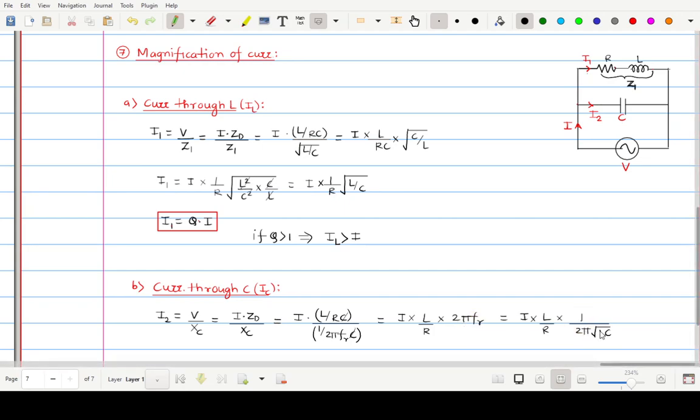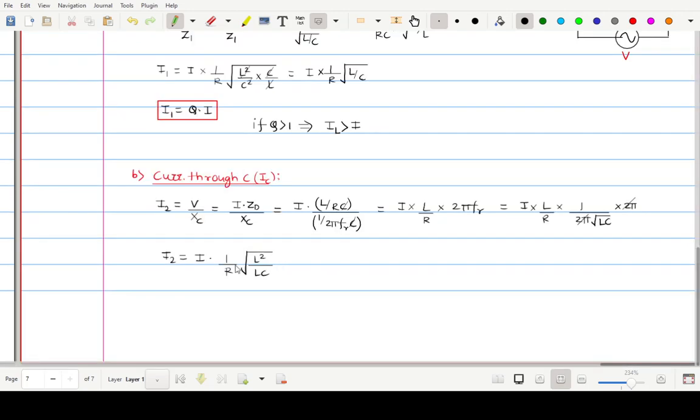So this 1 upon 2 pi under root LC is the value of FR, and we have multiplied it with 2 pi here. So this 2 pi and this 2 pi will get cancelled. If you take this L inside the root, it becomes L square. So your equation becomes: current multiplied by 1 by R, and under root you are getting L square divided by LC. So L and L square will get cancelled. What you get is I multiplied by 1 by R under root L by C.